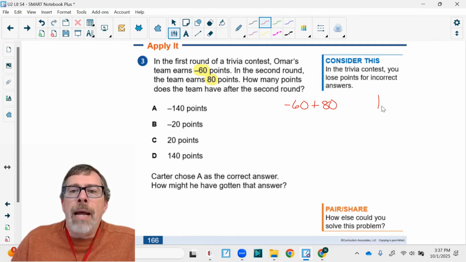We take the absolute value of the bigger number, which is 80. We take the absolute value of negative 60, which is 60. Since the signs are different, we subtract and get 20.